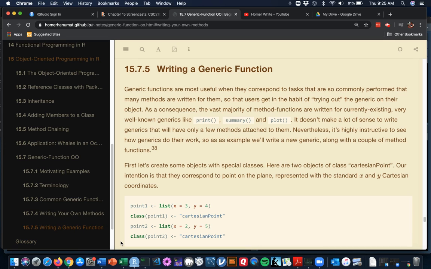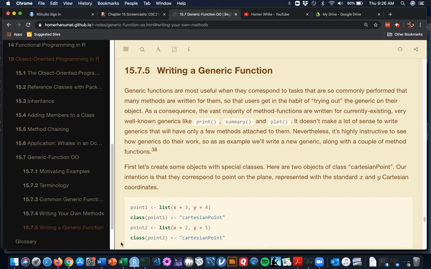Hello, everyone. Back again for our final installment in the screencast on Chapter 15, Object-Oriented Programming in R. We are working with generic function, object-oriented programming. Last time, we learned how to write our own methods for existing generic functions. This time, we're going to learn how to write our own generic functions, followed by methods for them.